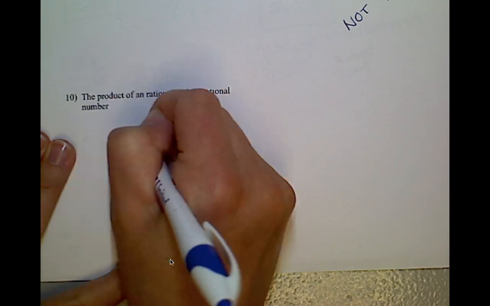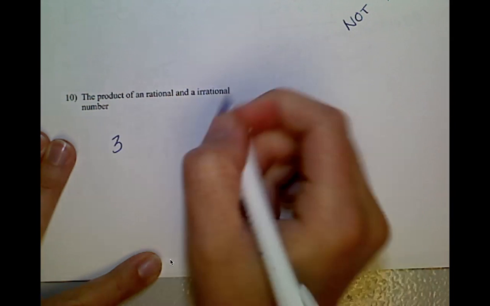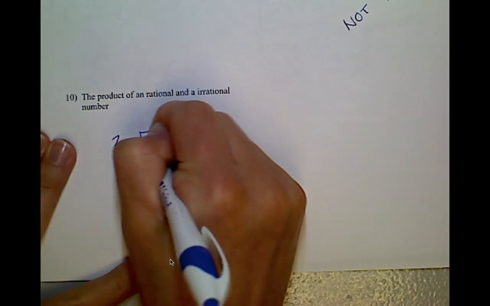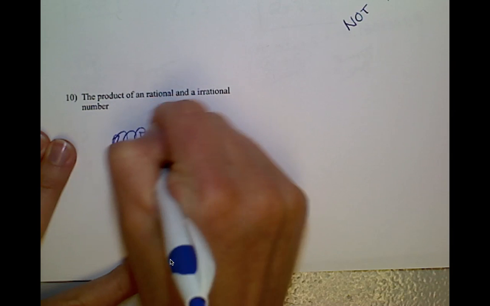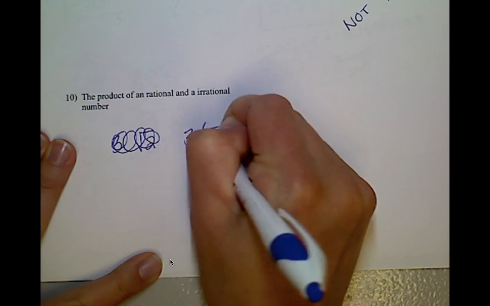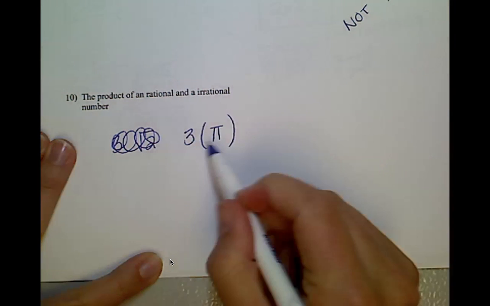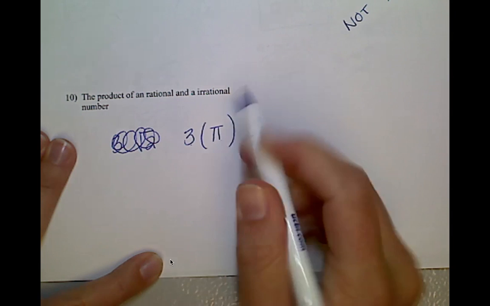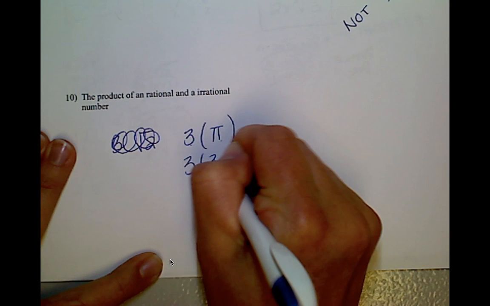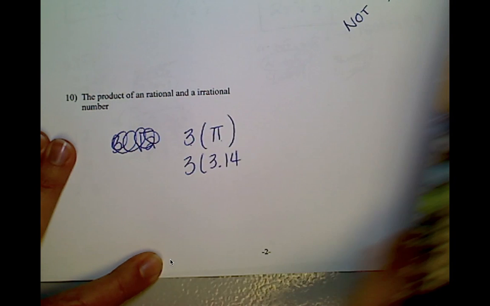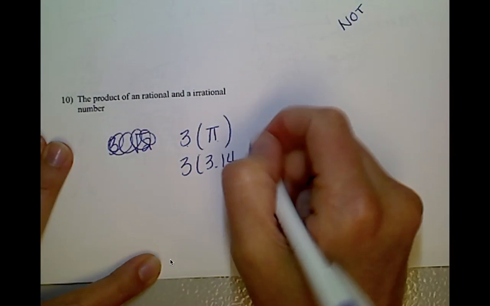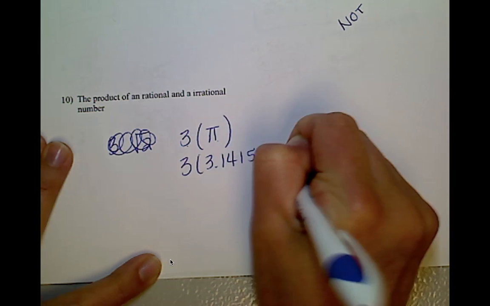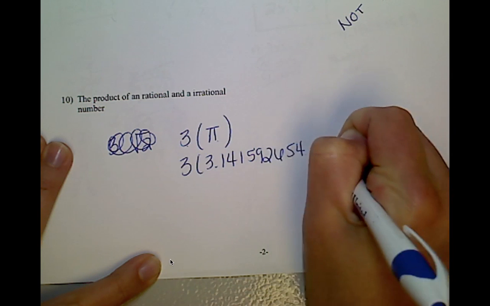Last one, the product of a rational and irrational number. Well, a rational number example would be like 3, and an irrational example would be like square root of 2, or you could use pi if you wanted to. So let's use pi because a lot of you guys know pi better. And product, we're going to multiply. So if I multiply 3 times pi, well, remember, pi is like 3.14. Let's see what it is. 9.424777, and then it keeps going on forever.